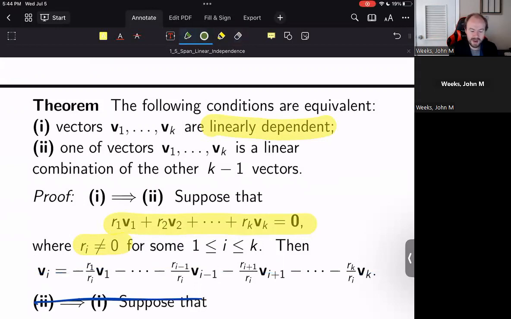The idea is you isolate that v sub i, subtract everything else, hence the minus signs here, leaving r sub i times v sub i by itself minus everything else. And then you divide everything by r sub i. And that gives you this nice little formula here for writing v sub i as a linear combination of the other vectors. And we can also go back.